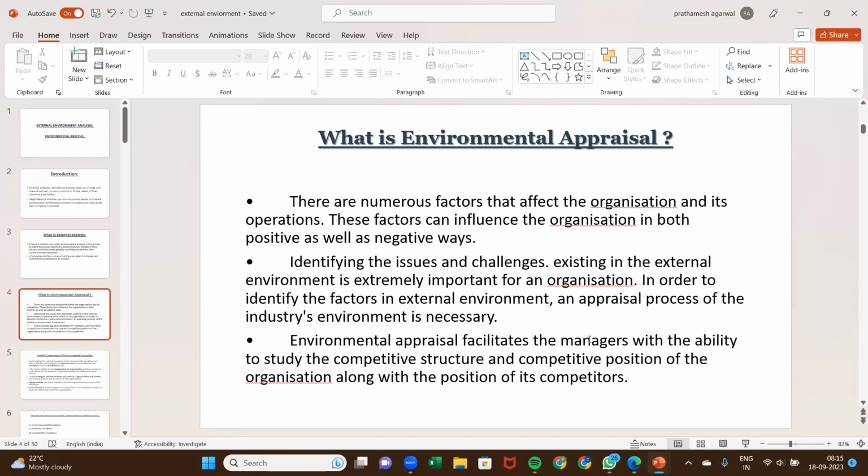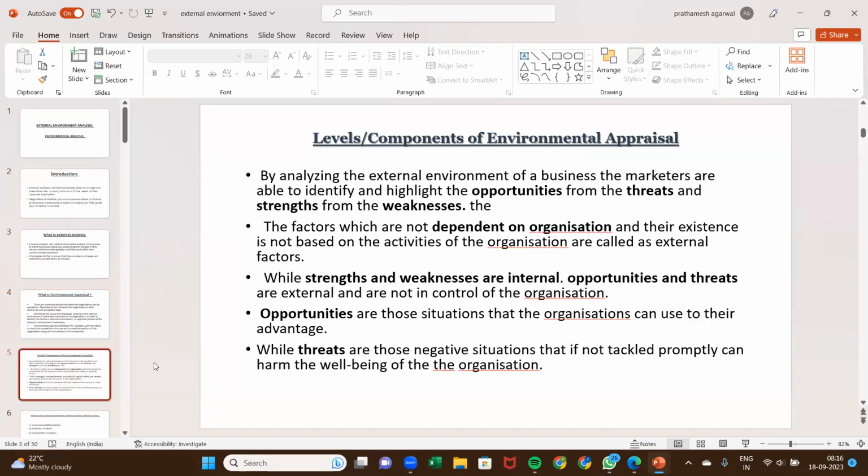Environmental appraisal facilitates the managers with the ability to study competitive structure. Now, when we are doing different methods, we'll see what is a competitive structure and competitive position of the organization along with the position of the competitors. Now, when we are doing an environmental appraisal, we are also looking at our competitive structure. Simultaneously, we are looking at the competitive structure and the competitive position of the competitors also. So we are studying both.